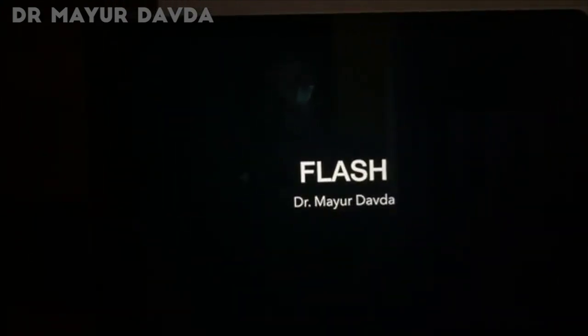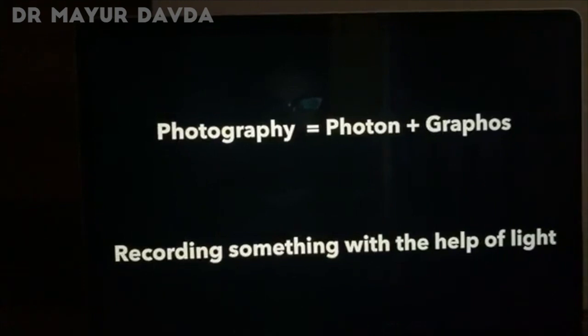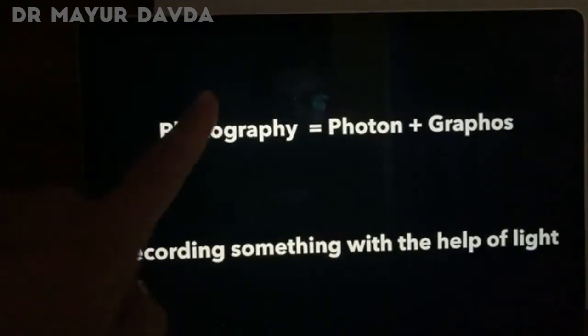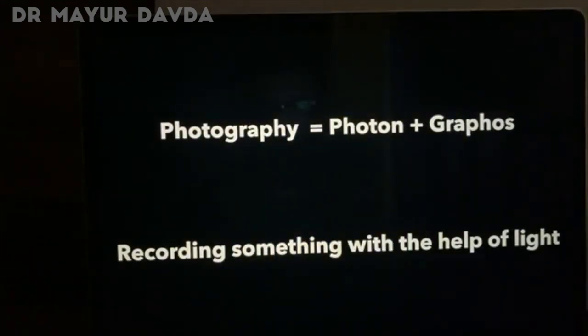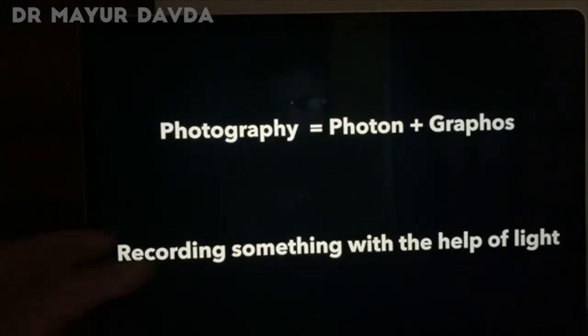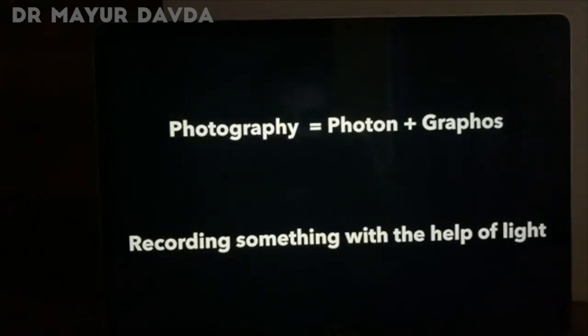So flash is the thing that gives us the light source and is the most important equipment for us. If we go on and understand the meaning of photography, photography is photon plus graphos, in the sense light plus graphos, meaning to write. So whenever you record something with the help of light, it is called photography. So the most important equipment for us in photography is our light source.